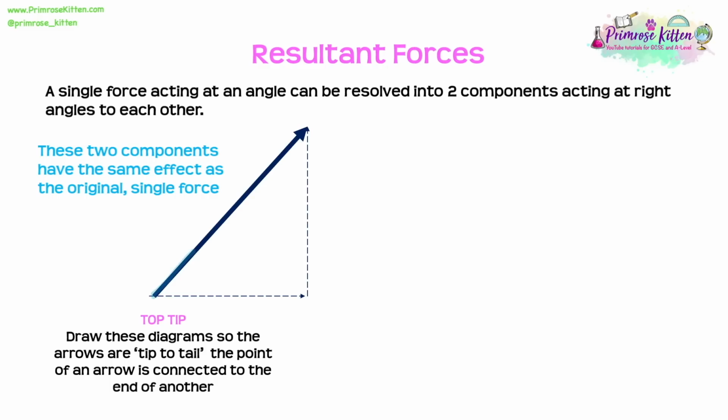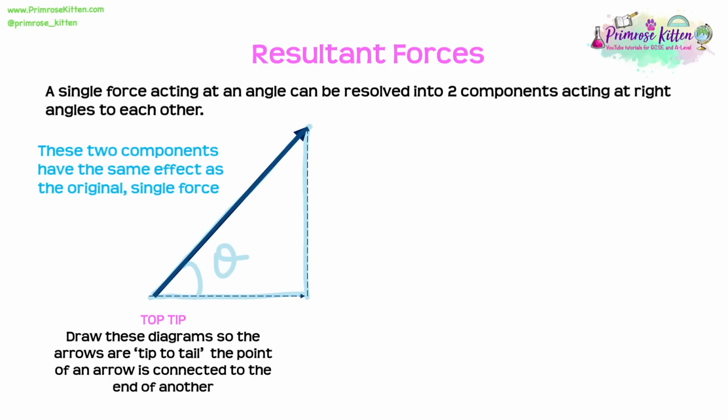This diagonal force, which is acting of course at this angle here, can be split into this horizontal component and this vertical component. Now these two components have the same effect as the original single force. Now when we draw these diagrams, it is very important that we make sure that we draw these arrows in the tip to tail formation.